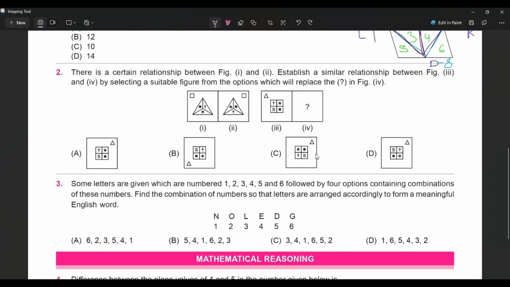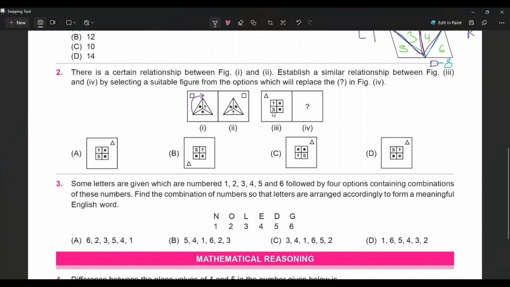Second question, there is a certain relationship between figure 1 and 2. Establish a relationship between figure 3 and 4 by selecting a suitable figure from the options which will replace the question mark in figure 4. So this is the equilateral triangle. It will be equal in sides if you rotate it. So if you rotate this triangle, symbols will be changed and the triangle remains the same, and this square goes to the other end and star goes here, circle went there, arrow comes down.